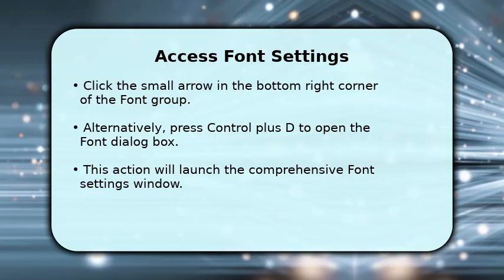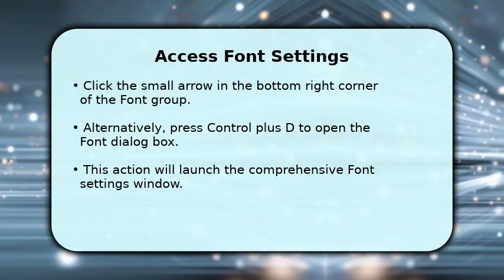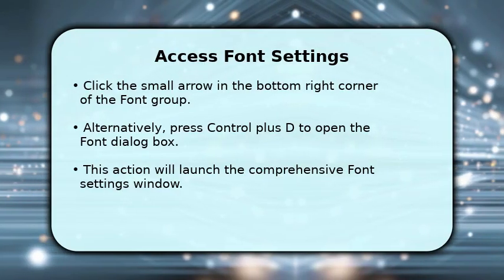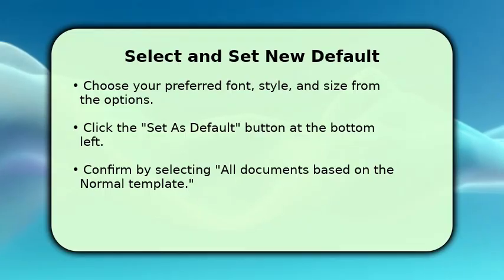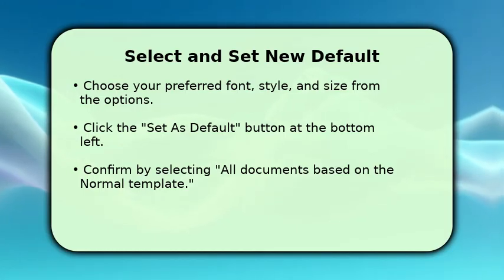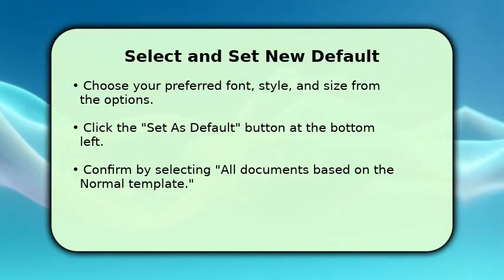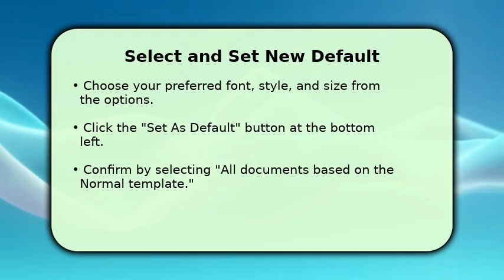Either method will open a new window called the Font dialog box, which provides many options for customizing your text appearance. Inside the Font dialog box, you can now select your desired font, font style, and size. For example, you might choose Calibri Light at 11 points.